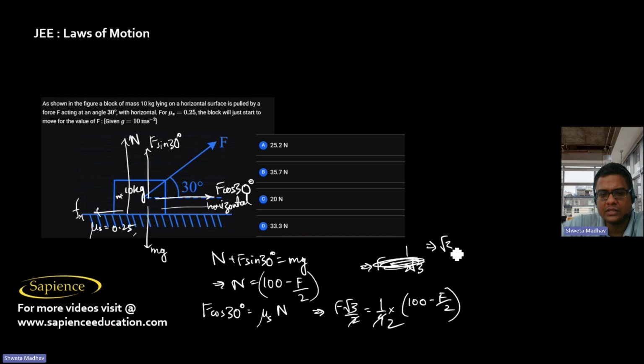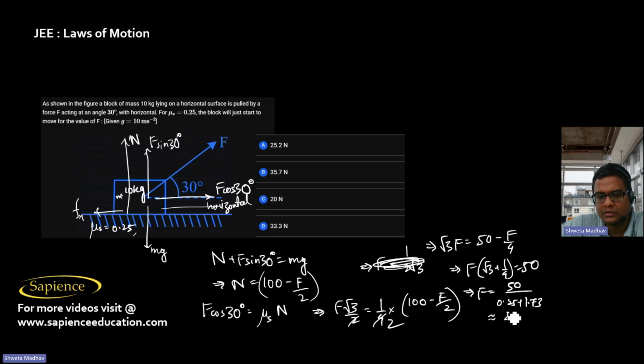So root 3 f is equal to 50 minus f by 4, means f into root 3 plus 1 by 4 is equal to 50. So therefore f will be equal to 50 divided by 0.25 plus 1.732. So this will be approximately 50 by 1.98. 1.98 means 2 only, approximately. So it is approximately 25, 25.2 I can say. So option A is the correct answer.